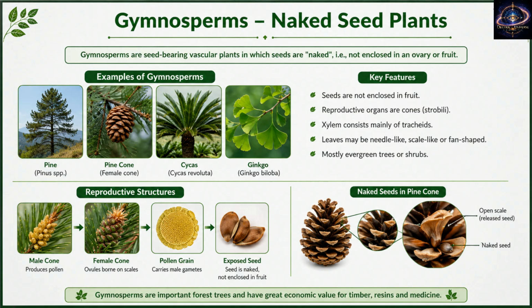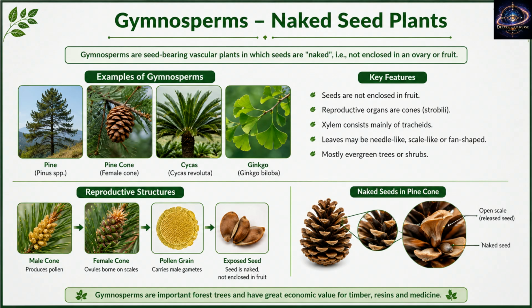Dicots usually have two cotyledons in the seed. Monocots usually have one cotyledon. Examples of dicots: mango, pea, sunflower, rose. Examples of monocots: rice, wheat, maize, grass, coconut.